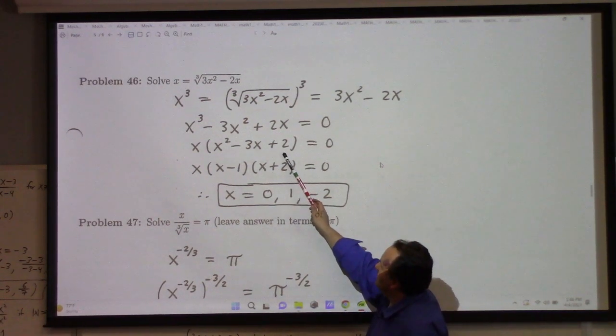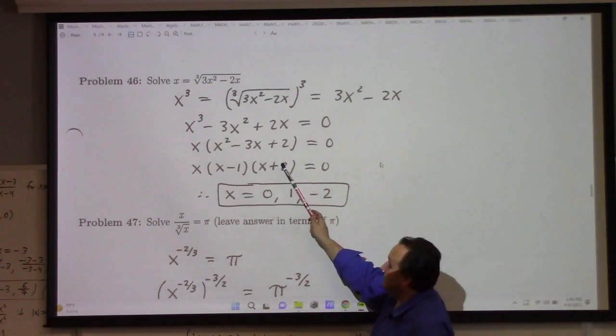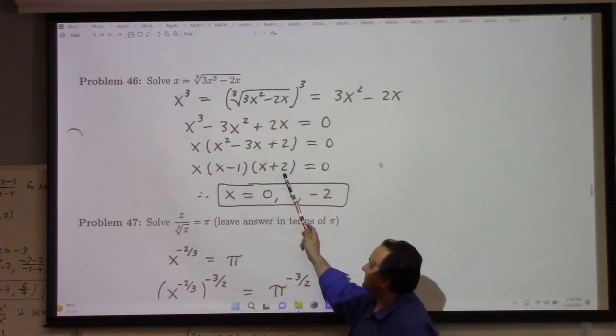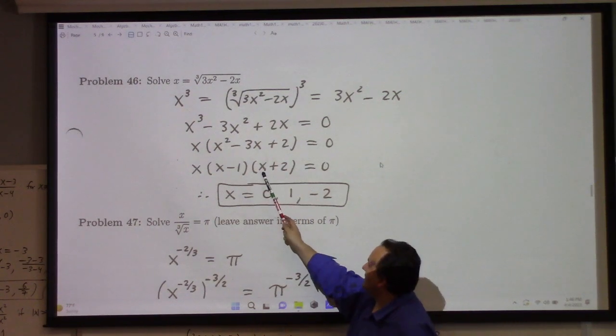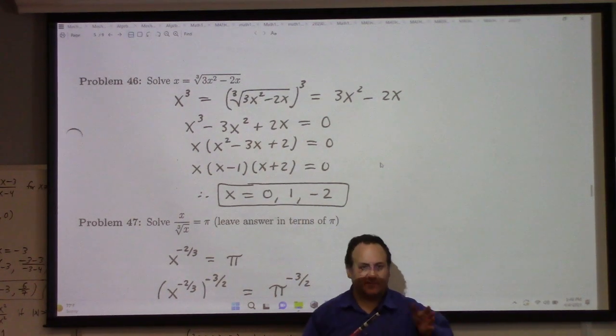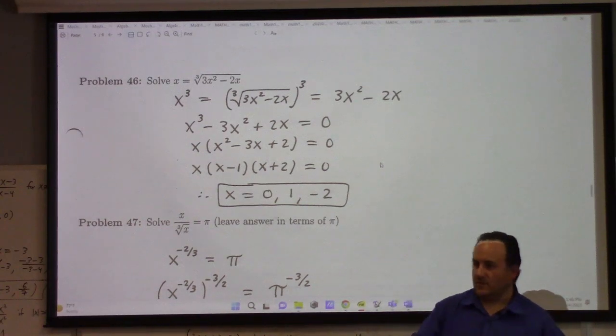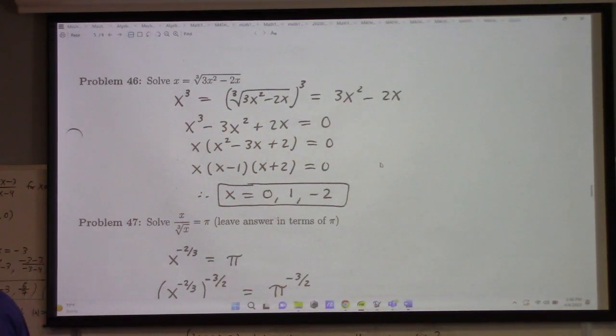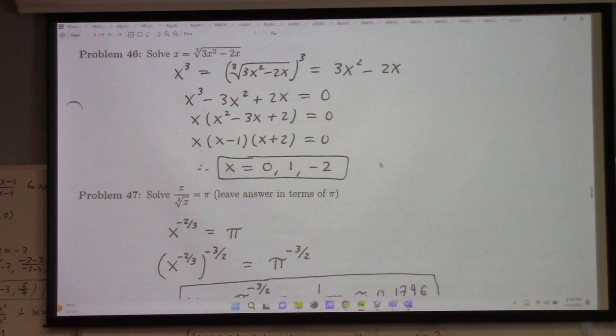Oh, no, this is right. This is plus 2. What's wrong is the factoring. See, when I multiply this out, I would get a minus 2. So it's supposed to be x minus 2 here. That's the mistake. I will fix it before I post it, guys. It'll be a little bit before I post the solution, because I want to finish the solution here before I post it.